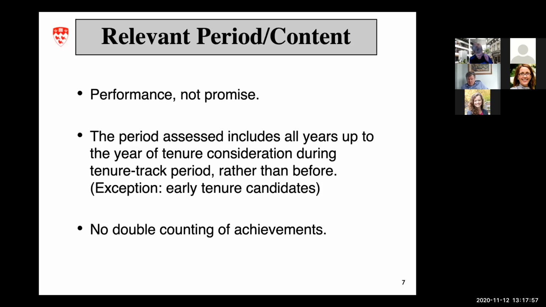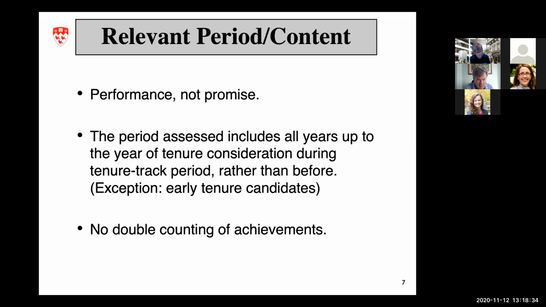The exception, I say typically because the exception is cases where a person goes up for early tenure. So a person who goes up early, prior to their year of mandatory consideration, is allowed to count back to the time prior to their appointment at McGill, and they're allowed to go back 5 years. And it's 5 years because typically the mandatory time to tenure consideration is a 5-year period. So if a person goes up, let's say 2 years early, then they can count 2 years of performance prior to their appointment at McGill.